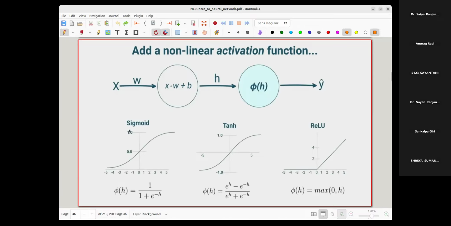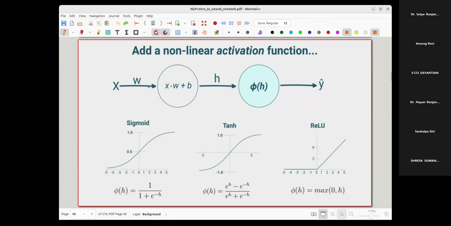You can use a sigmoid function or a tanh function or a ReLU function. What will sigmoid do? Sigmoid will transform whatever value you got from this function, this h, to between 0 and 1. Now tanh, what will it do? It will transform the value to between -1 and 1. ReLU will find the maximum. If it is negative, it will become 0. If it is positive, that positive value, that is the maximum of 0 and h, will be output.